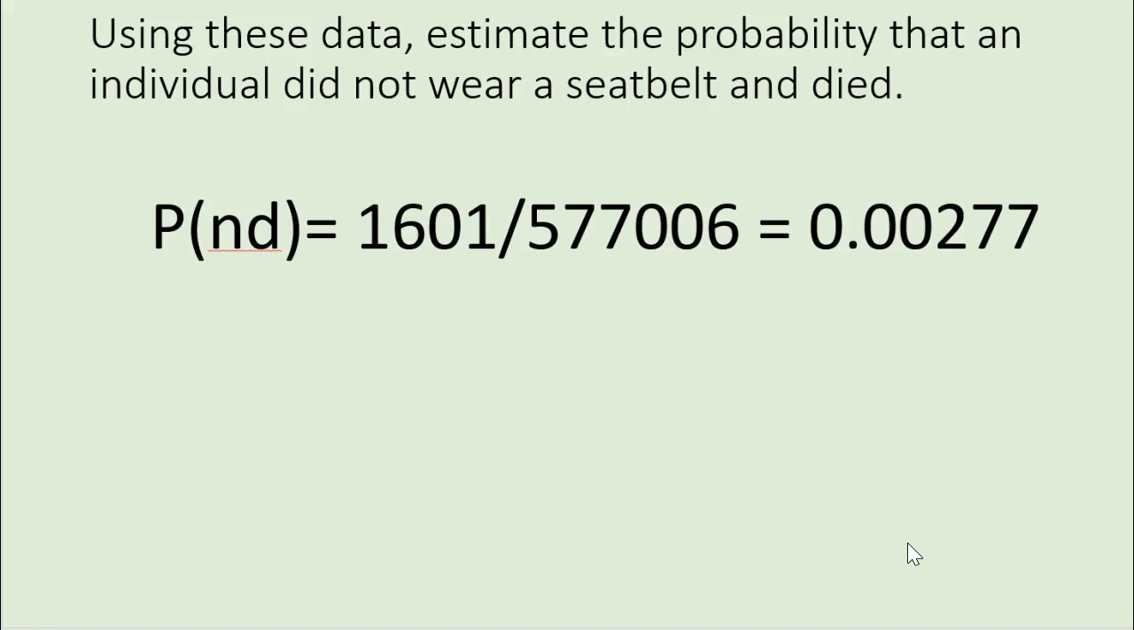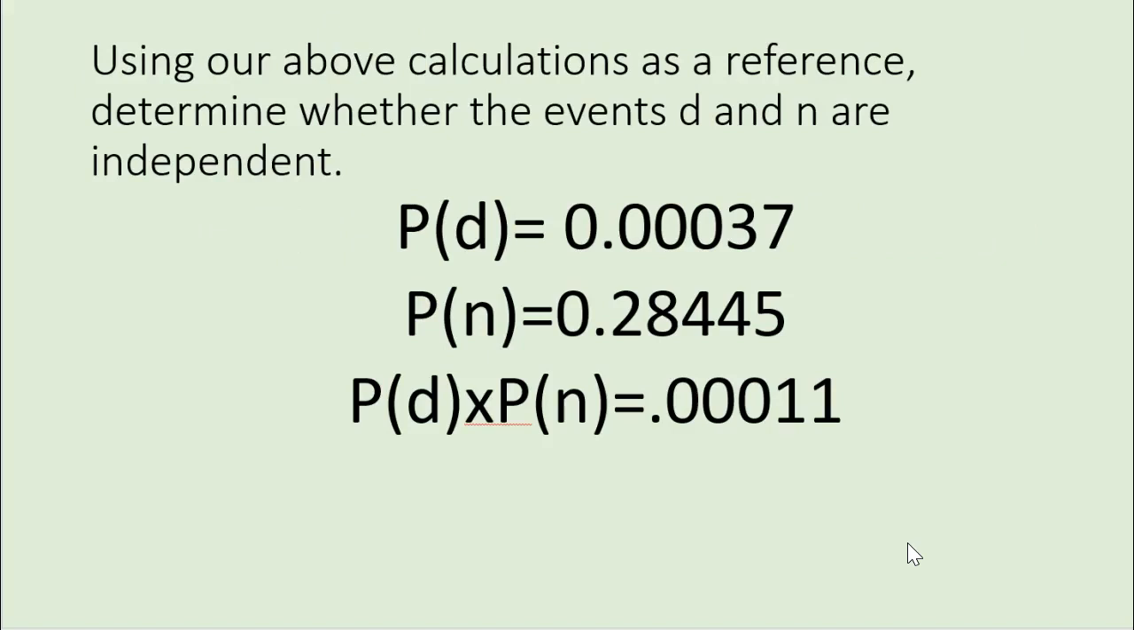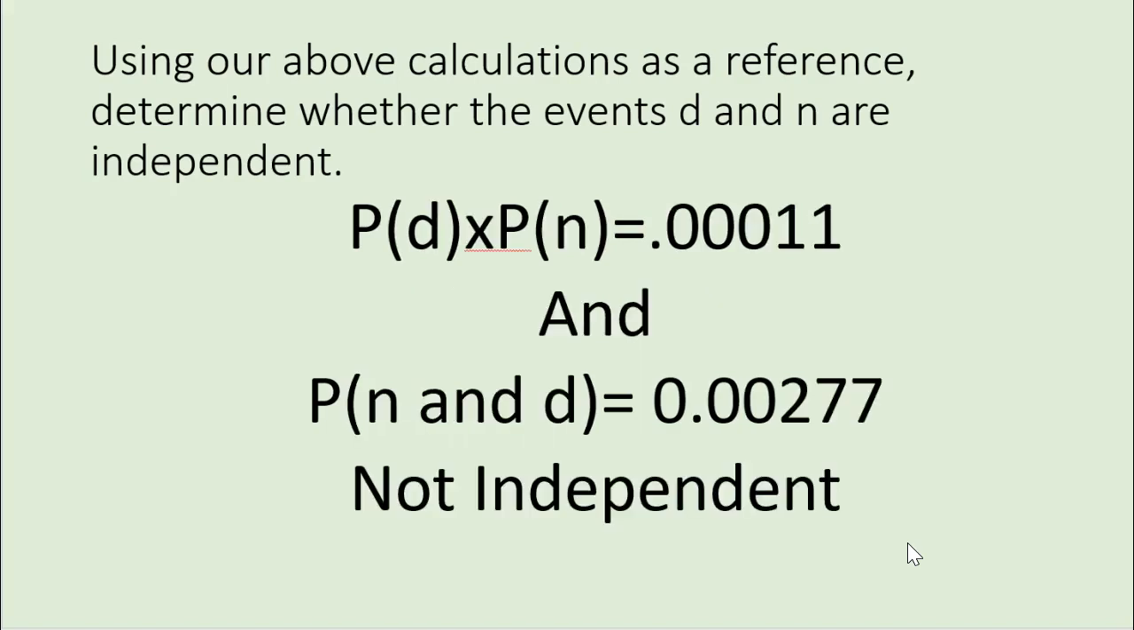Now, using the parts in B and C, we can determine whether the events of D and N, whether the events died and not wear a seatbelt are independent. So notice here, we already found the probability of D and the probability of N. Multiplying the two together gives us this value. Since that value and the value found in part C are different from one another, then these events are not independent. If they had been the same, then we could use our rules for independence to say that they were independent.